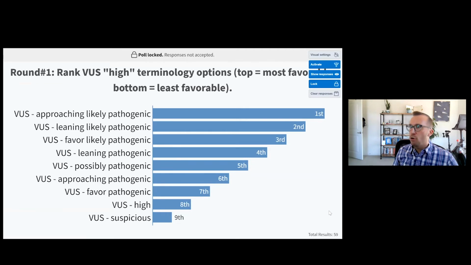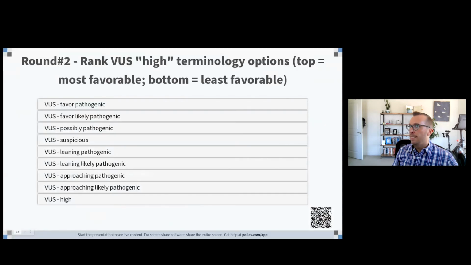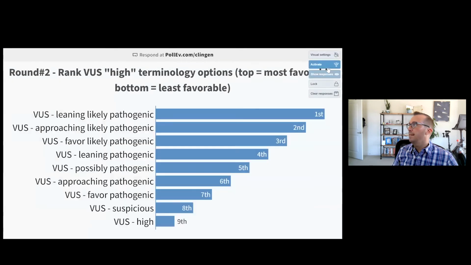Okay, so it looks like approaching was the top answer on the first round. And from the second one, interesting, leaning then moved ahead. I'll have to look at what the numbers were between these to see how far off, but it looks like leaning pathogenic became the favorite after the second round over approaching, but still kind of the ones that people disliked at the bottom, and overall the likely pathogenic phrasing was the preferred term. So that's good to see.